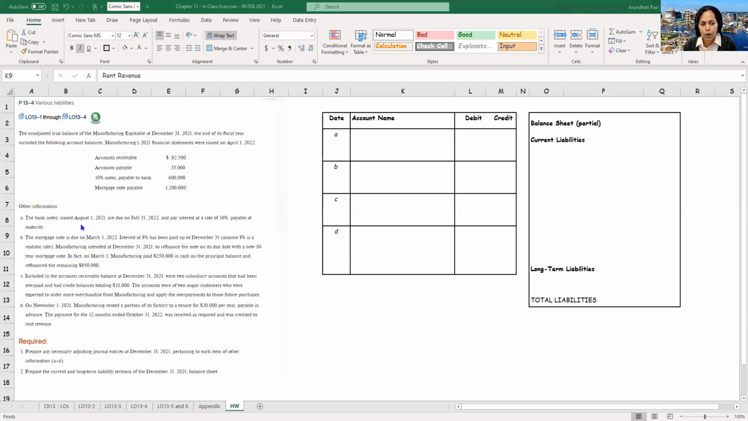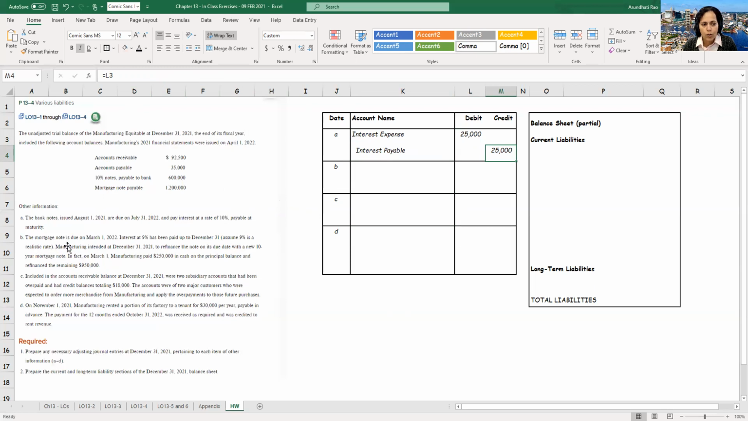So the note was issued on August 1st. So August 1st through December 31st. Our journal entry is going to be fairly straightforward. It's interest expense debit, interest payable credit. The bank note is $600,000. So it's going to be $600,000 times 10% times 5/12. That's because I had it for 5 months, August 1st to December 31st. That's $25,000. So that's fairly straightforward. Let's look at the second one.